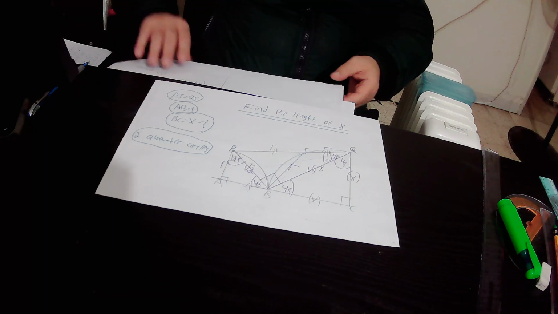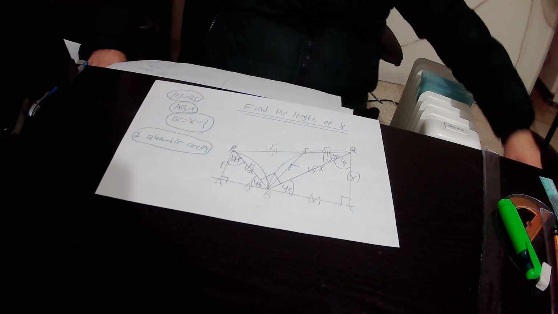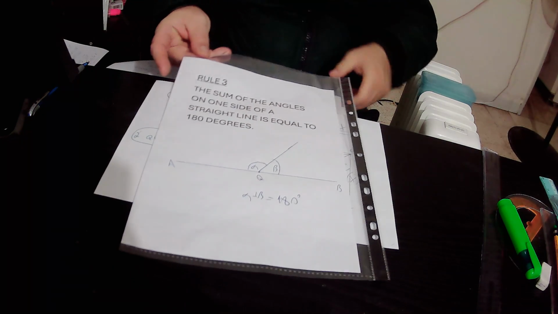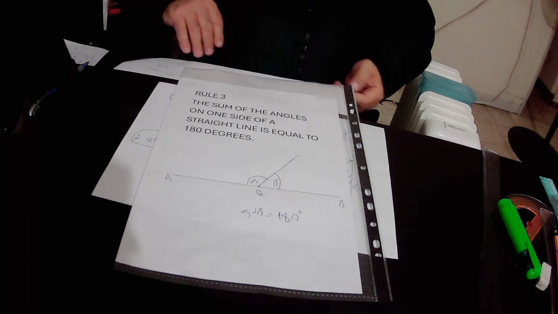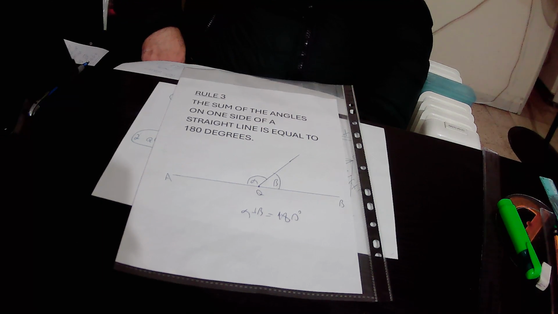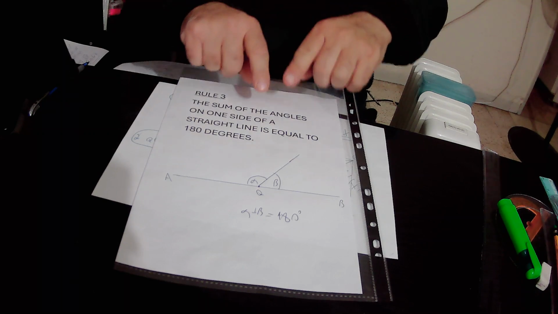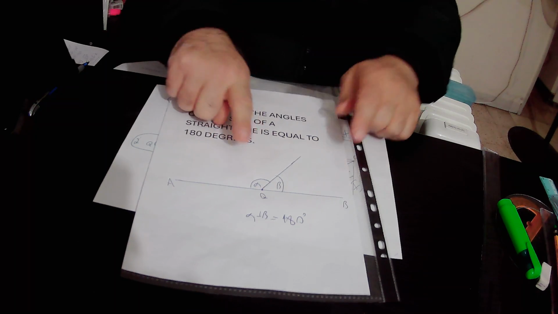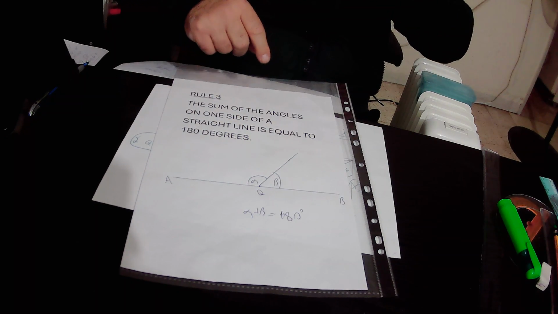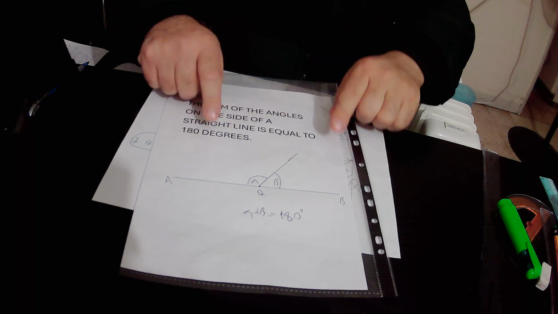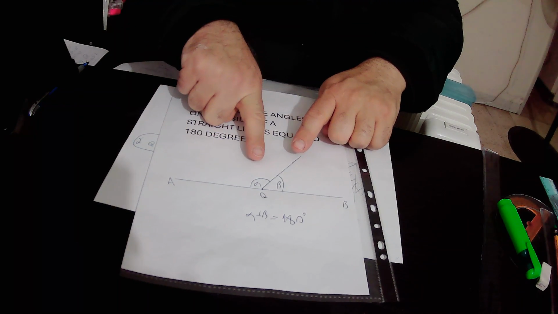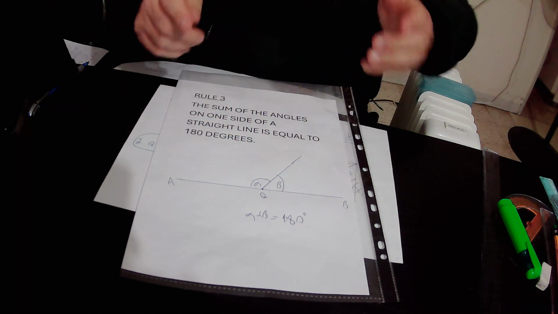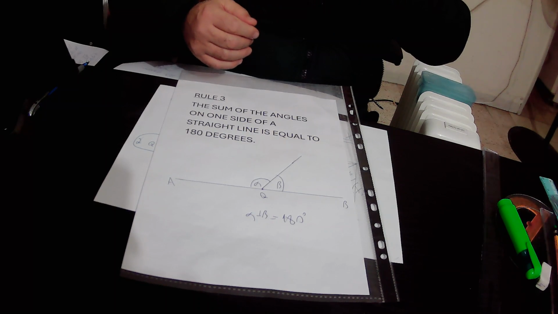Then I presented to you rule number 3 and implemented rule number 3 in our drawing. According to rule number 3, the sum of the angles on one side of a straight line is equal to 180 degrees. Here we have the straight line AB, so if we focus on the upper side of the straight line AB at point Q, the sum of the angles must be equal to 180 degrees. At the upper side of AB at point Q, we have this angle alpha and the other angle beta. So in total, alpha plus beta must be equal to 180 degrees according to rule number 3.